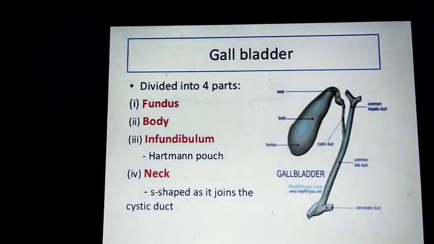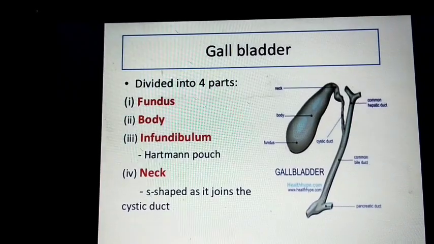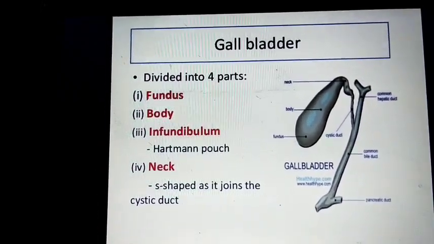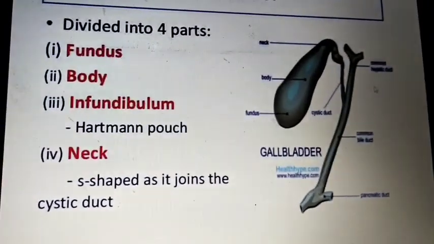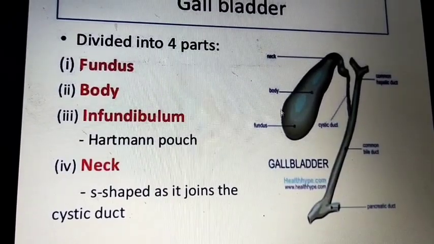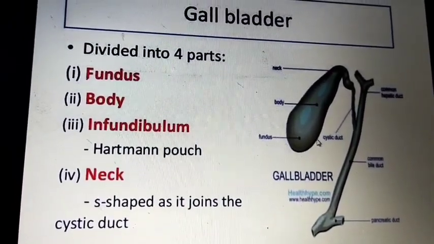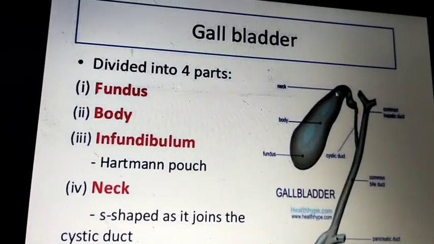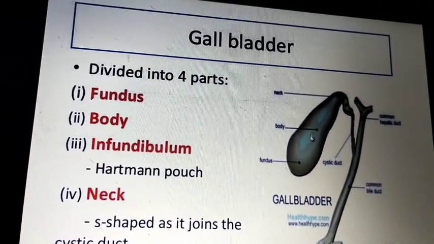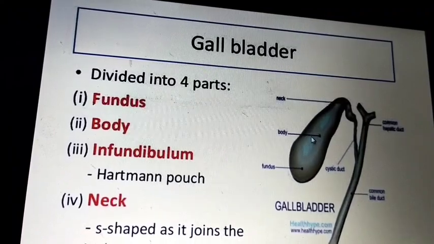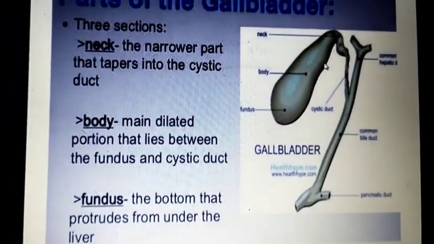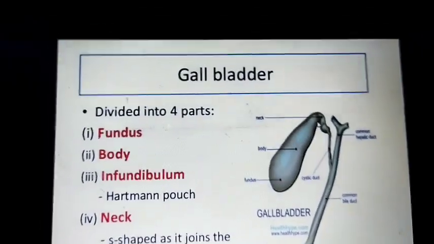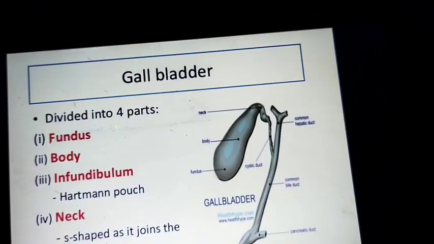The gallbladder is divided into mainly 4 parts: fundus, body, infundibulum, and the neck. This is the bottom part, which looks dome shaped. This is the fundus. The body is present in between the fundus and the neck of the gallbladder, and it is the dilated part. In the infundibulum, you can see one funnel shaped pouch, or you can say a pouch like sac.